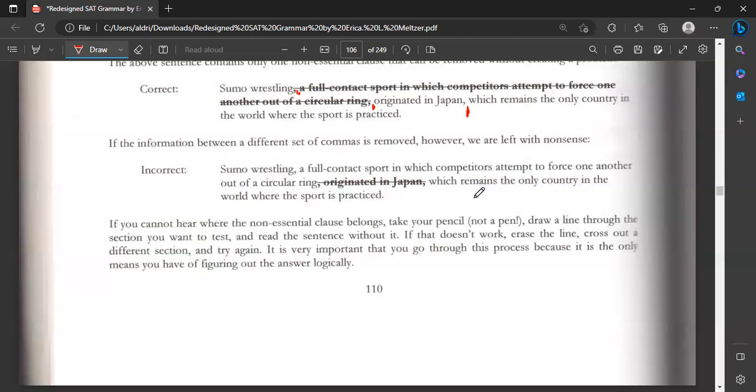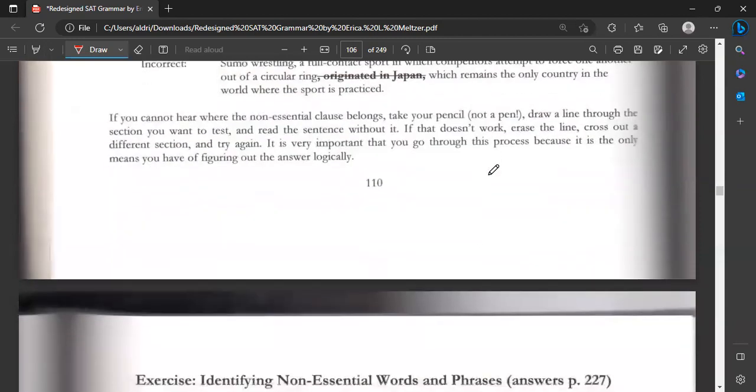So it's not necessarily that every time you see commas, you think, for example, in this case, "originated in Japan" would be a non-essential clause. It's not necessarily the case. So remember, the main thing is you should read the sentence without the non-essential clause. Does it still make sense grammatically and contextually? If it makes sense in context and the grammar is okay, then yes, that's probably your non-essential clause. So I just wanted us to look at that.